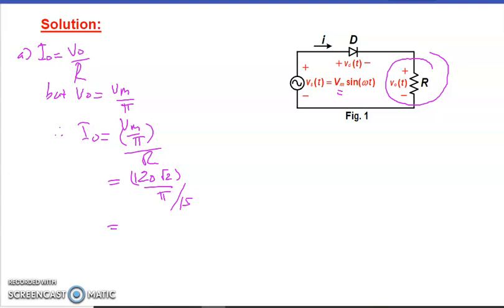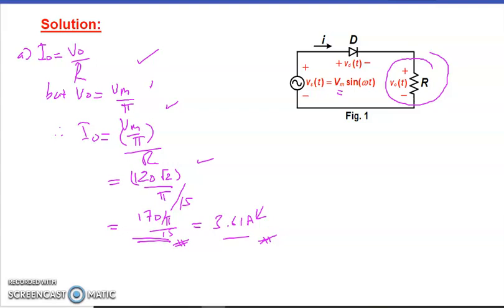So please write the sequence in terms of formula nicely, because if you end up with the wrong answer, still we have marks for the steps. Okay, so 120 divided by 2, you shall get 170 divided by pi divided by 15, which is equal to 3.61 ampere. Don't forget to put the unit.